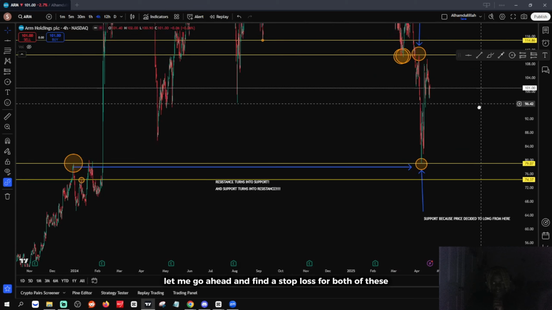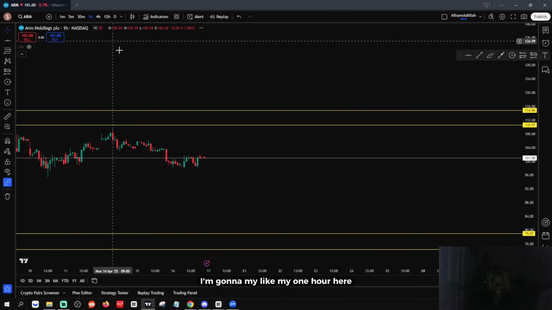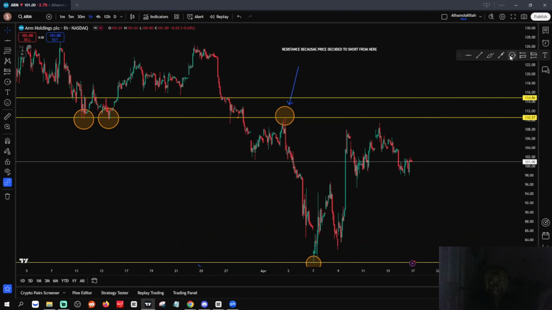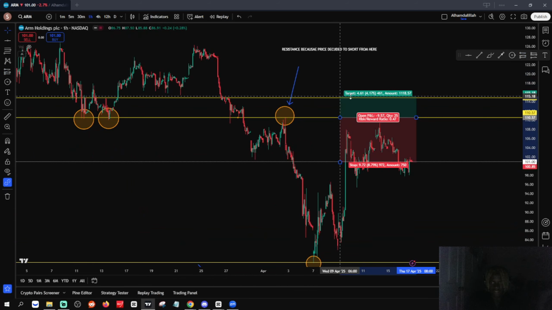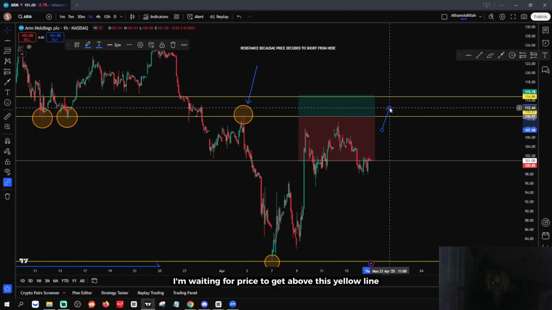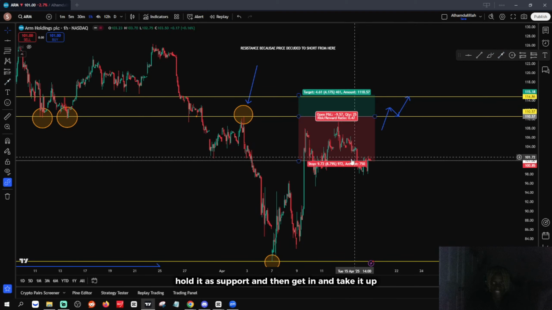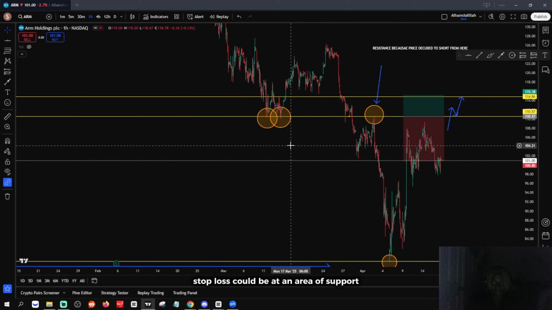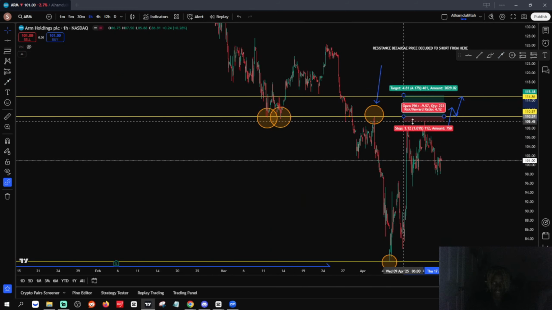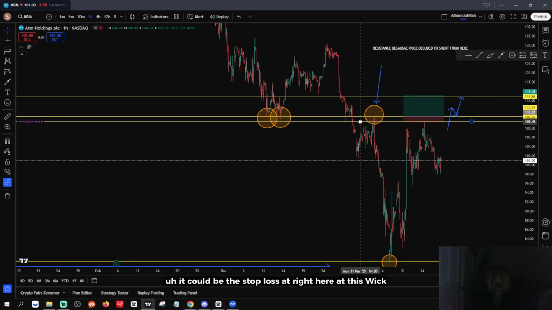All right, now let me go ahead and find a stop loss for both of these. So for my upside trade, I can go to my 1 hour here, put on my long position tool. What I'm waiting for here is for price to get above this yellow line, get well above it, pull back down, hold it as support, and then get in and take it up. Stop loss could be at an area of support. It could be a stop loss like right here at this wick maybe.